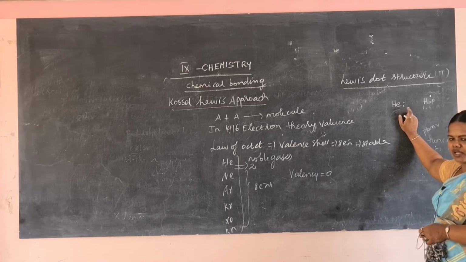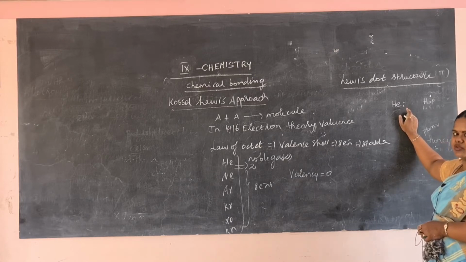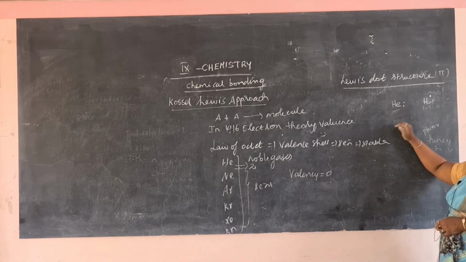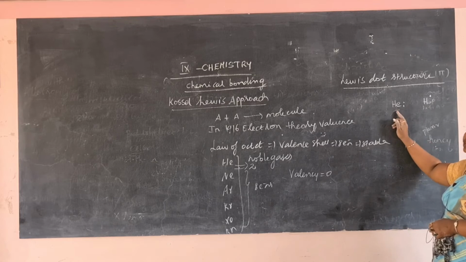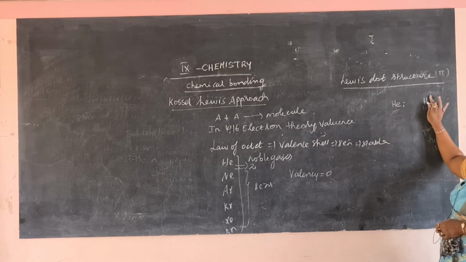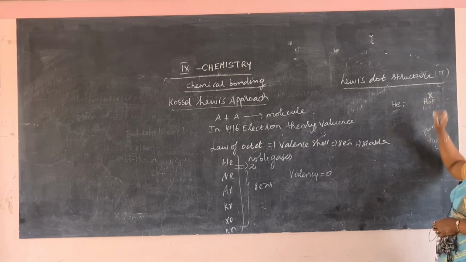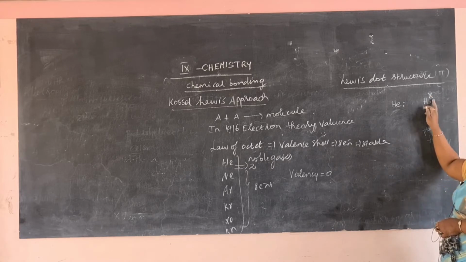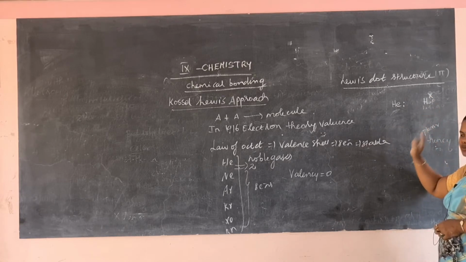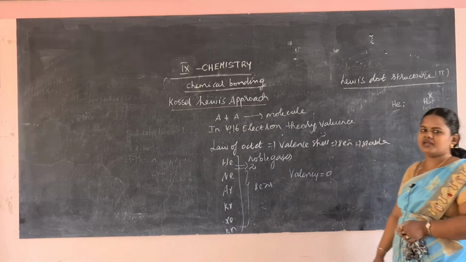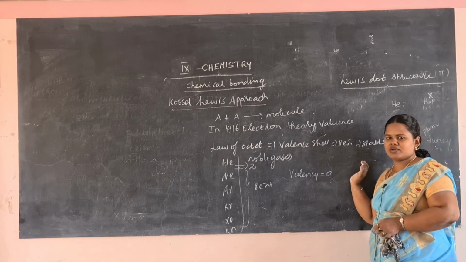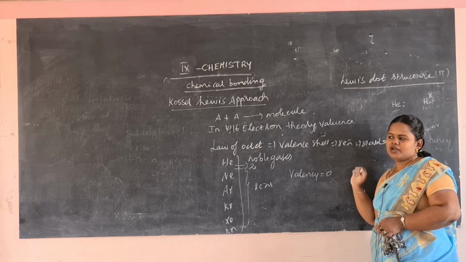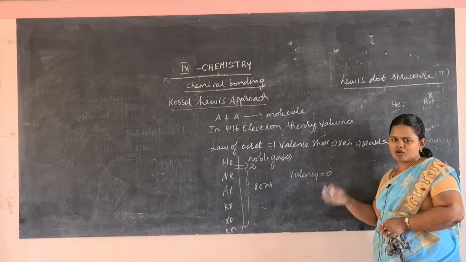In your book, the Lewis dot structures of many elements are given. When 2 elements combine, you can use dots for one and a cross symbol for the other. You can use dots, crosses, or any other symbol to differentiate them. So this is known as the Lewis dot structure.